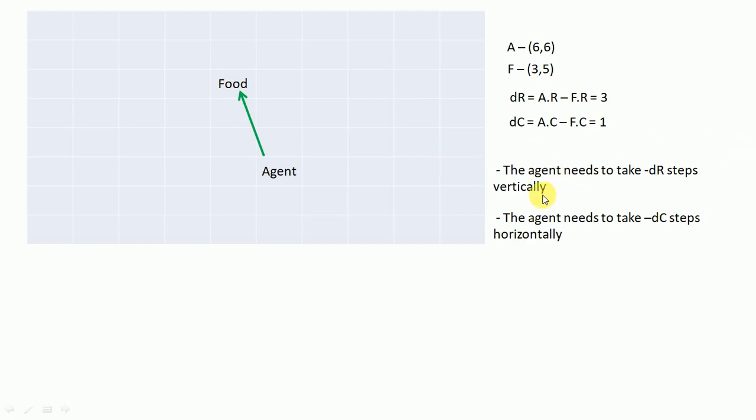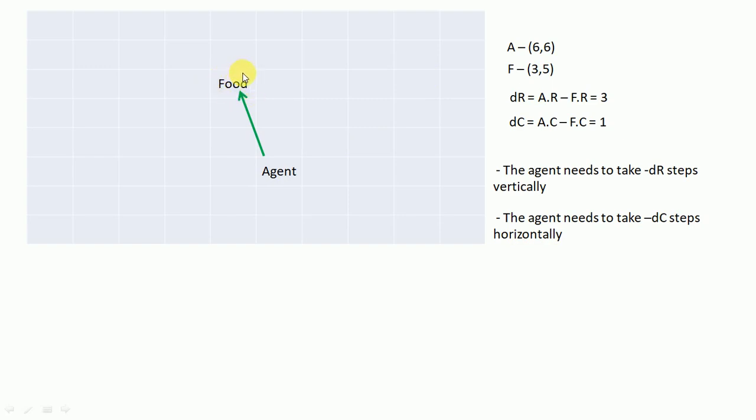So if it is minus dr, then you have to go up, okay? That you have to take 3 steps above, and you have to take minus dc steps horizontally. That is minus 1 step horizontally. That is, you have to go 1 step left. You could easily come up with an algorithm like that, but this may not work when the world is slightly complex, or in this case also you need to know the location of food, right?